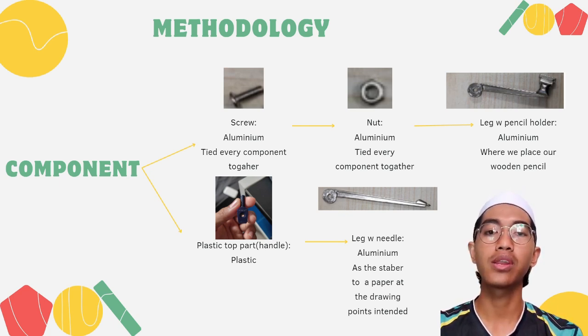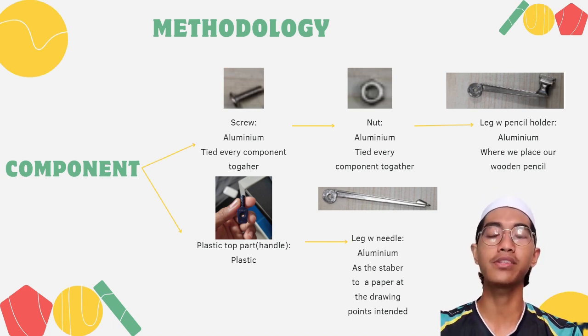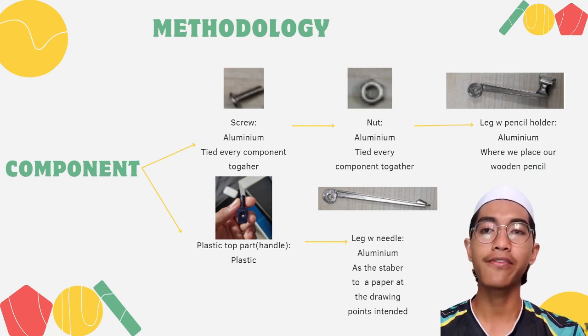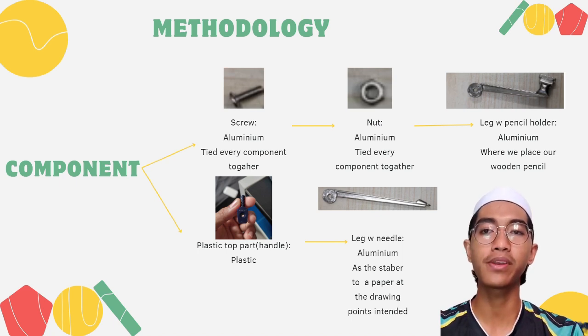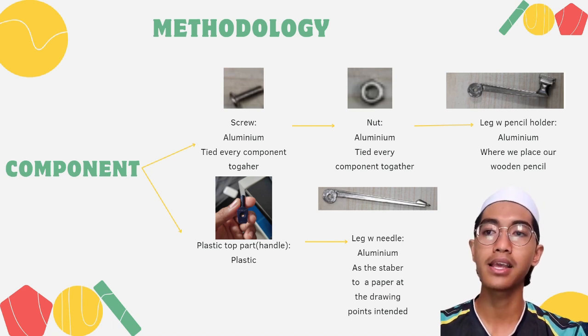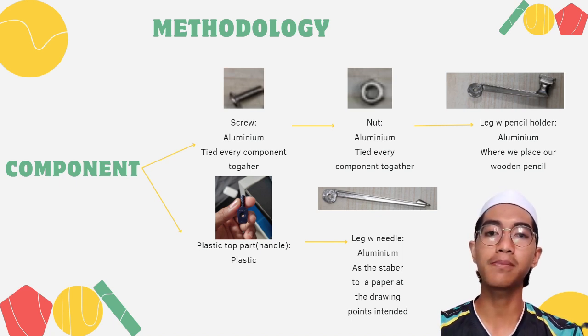First, screw. The material used for the screw is aluminium, and the function is to tie every component together. Second, we have nuts. The material used is aluminium, and the function is to tie every component together. Third, we have the leg with pencil holder. The material used is aluminium, and the function is to place our wooden pencil. Fourth, we have the plastic top part handle. The material used is plastic, and the function is to tie together the leg with needle and the leg with pencil holder. And the last one is the leg with needle.